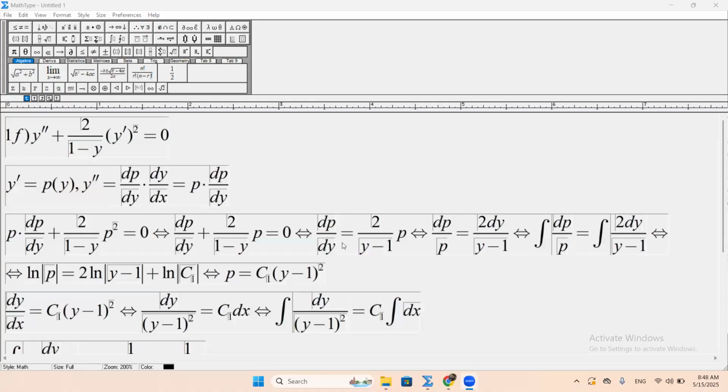Okay, let's continue. It was a little bit longer, but nevertheless, we have enough time. Now we will solve Cauchy problems.